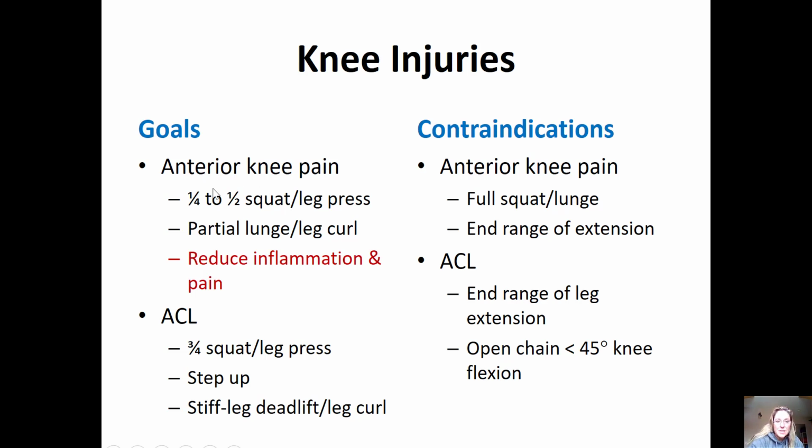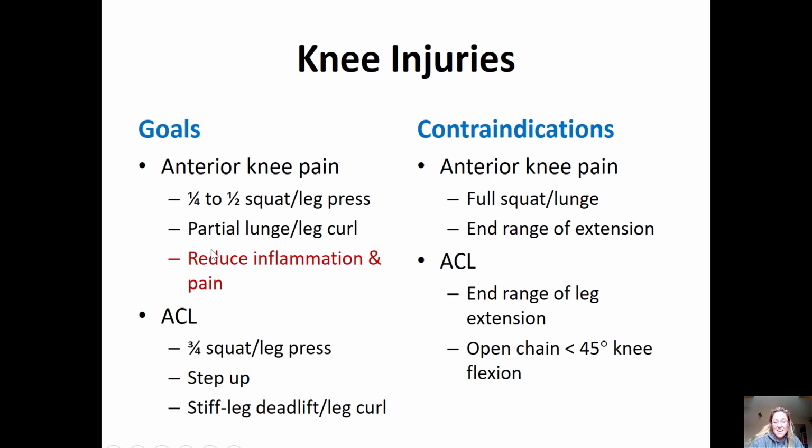So for anterior knee pain, we want to work on squats, leg presses, but we only want to do a quarter to a half instead of a full range of motion. So we want to avoid anything that's a full range of motion. Okay, that end range of motion is going to be tough on that knee. Okay, so we can do partial lunges, we can do partial leg curls, but again, we don't want to go through that full range of motion because that's going to aggravate that knee pain. We want to try to reduce the inflammation and the pain.